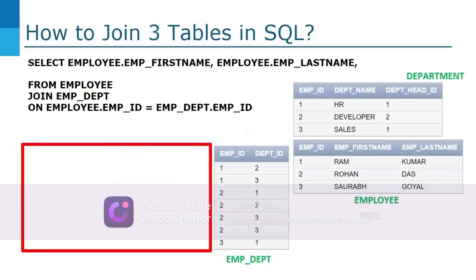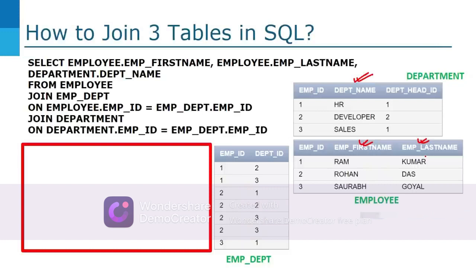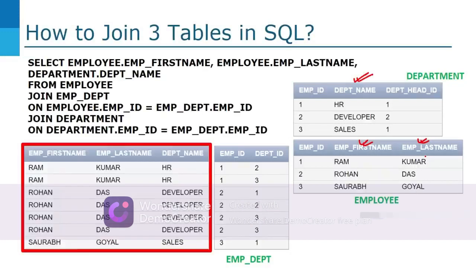Now select employee.employee first name, employee.employee last name from employee join employee department. All these things we have done. Next I'm adding department.department name. Now I want the department name also in my result with first name and last name. So department name, first name and last name, these three things will be shown on the basis of the join on department employee ID. So this is the result.